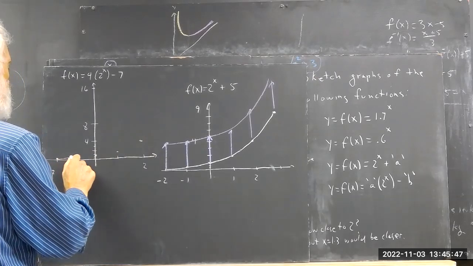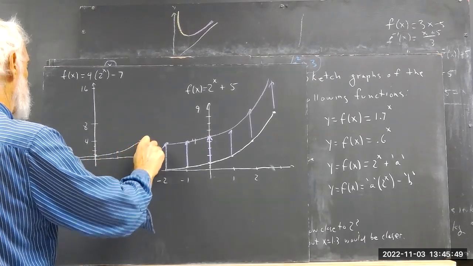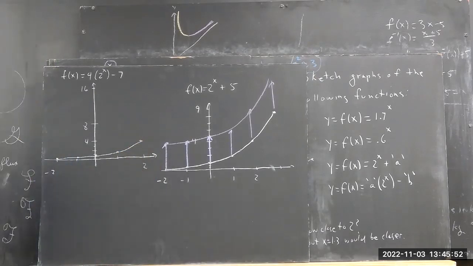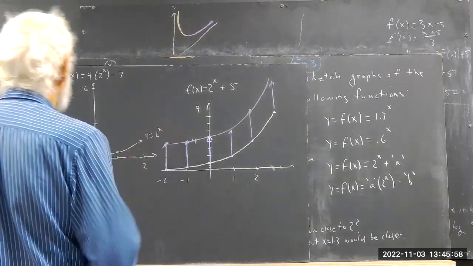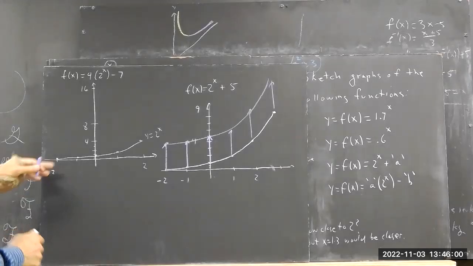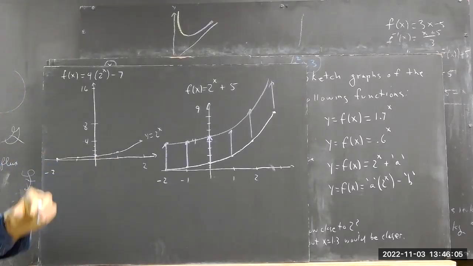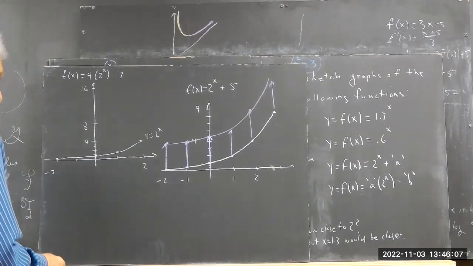It's kind of flat, but you can see the curvature, especially when you get out here. Okay, so here's my y equals 2 to the x. 4 times 2 to the x, every x value gets multiplied by 4. That means we move every point 4 times further from the x-axis.